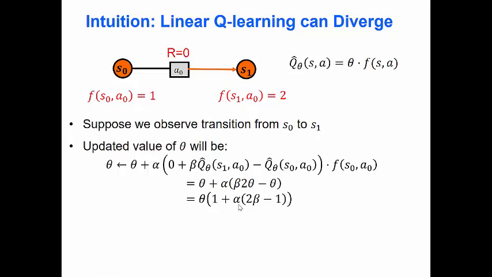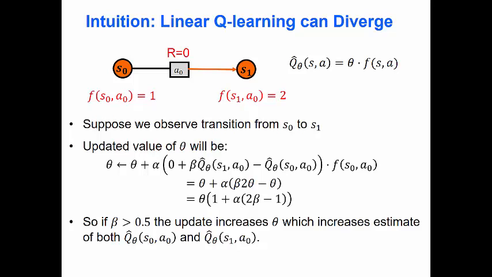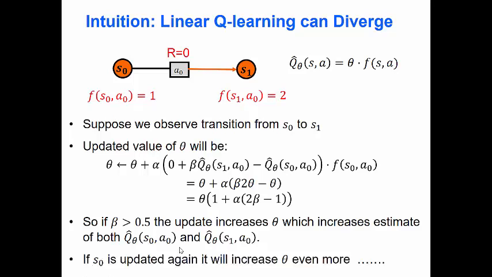It's just going to keep blowing up. Every time you do an update here, theta is going to get larger, even though it shouldn't. You could create an MDP here where the right value is 0. This is a reward of 0. So that's fairly disturbing. This is just showing you an example where Q-learning can really cause some problems. Does this example make sense?